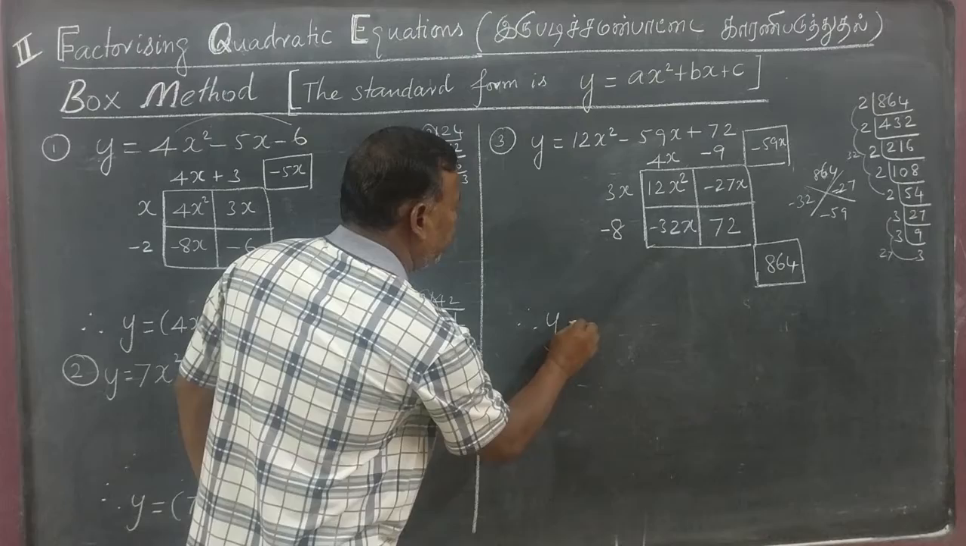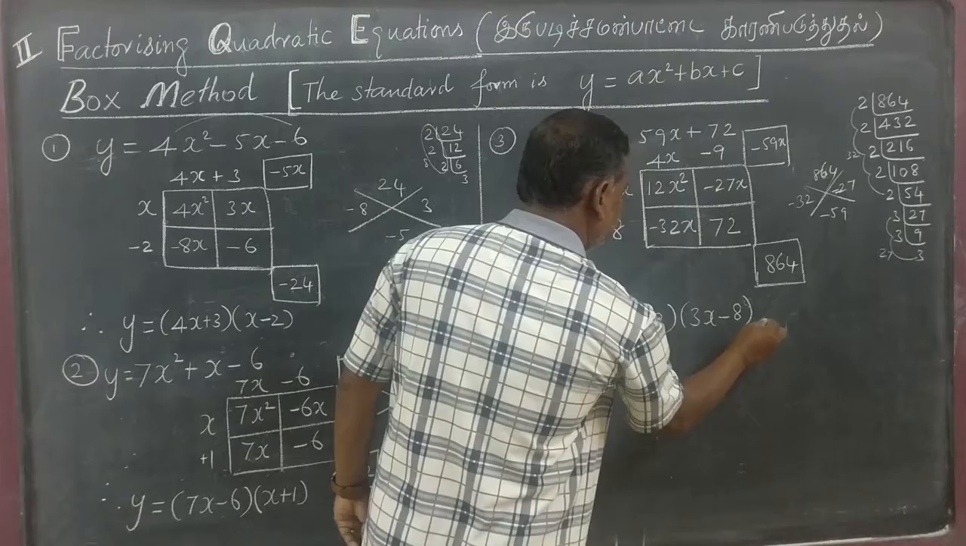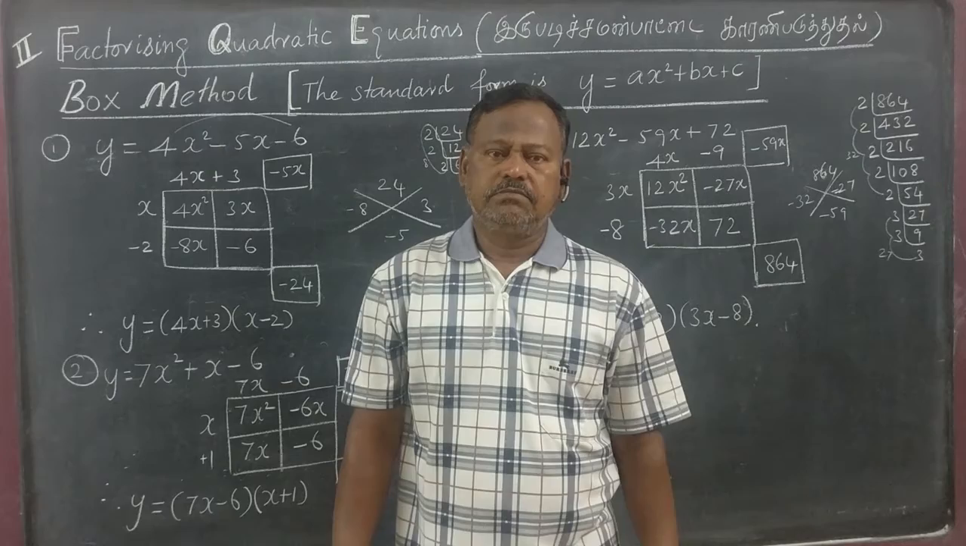Therefore y equals 4x minus 9 into 3x minus 8. You can take similar sums and practice, and you can get clarified. You can do any sums.